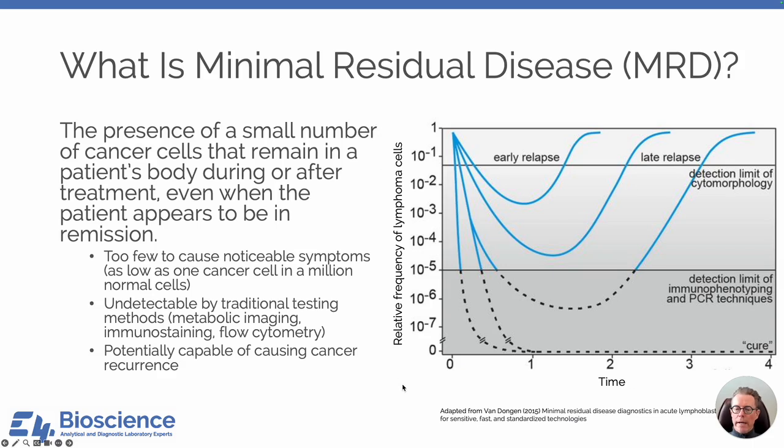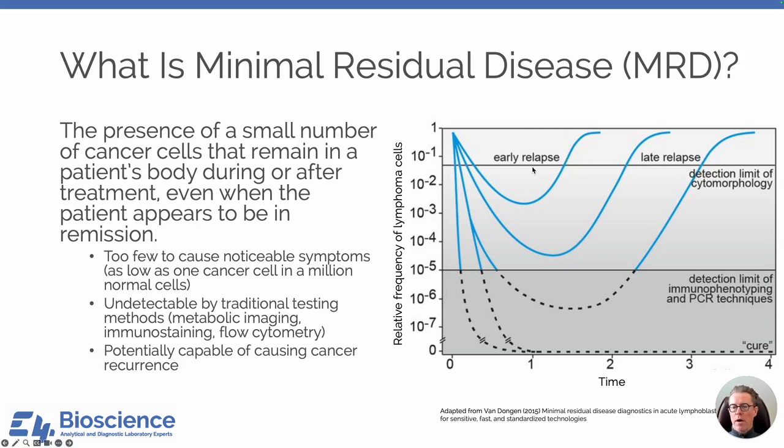So on the right-hand side, we have a figure that I pulled from a Van Dongen 2015. I think it's a really good description of MRD. You can see on the y-axis, we have the relative frequency of lymphoma cells. This is just a surrogate for genomes or DNA molecules, and then arbitrary time points on the bottom. Immediately following treatment, we should see a precipitous drop in the frequency of lymphoma cells, but these can really segregate into three different categories.